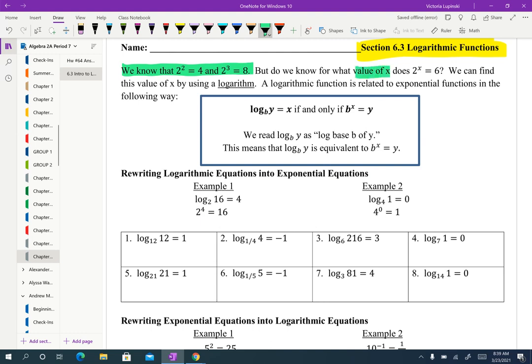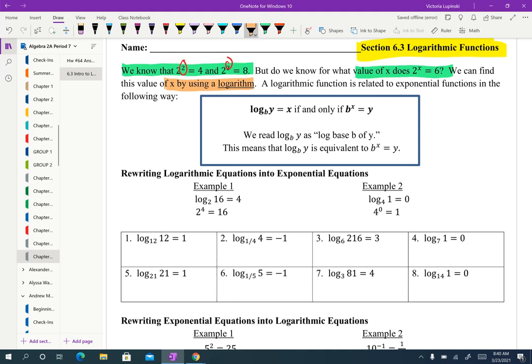But what would happen if we tried to solve the equation 2 to the x equals 6? Well, we're not able to find that value in our heads. We know that it has to be between 2 and 3, because if 2 squared is equal to 4 and 2 cubed is equal to 8, it has to be somewhere between 2 and 3, but we don't want to just guess. We want to be able to find that number exactly. And in order to do that, we're going to use a logarithm.